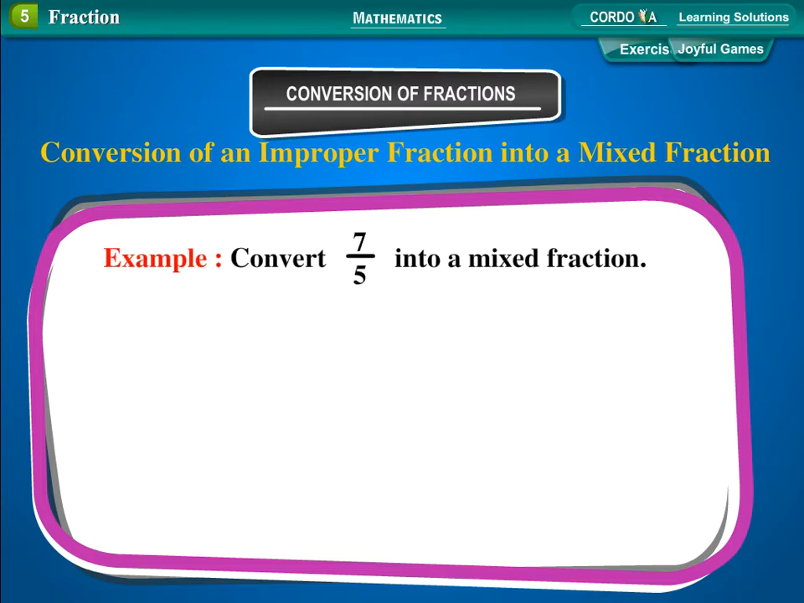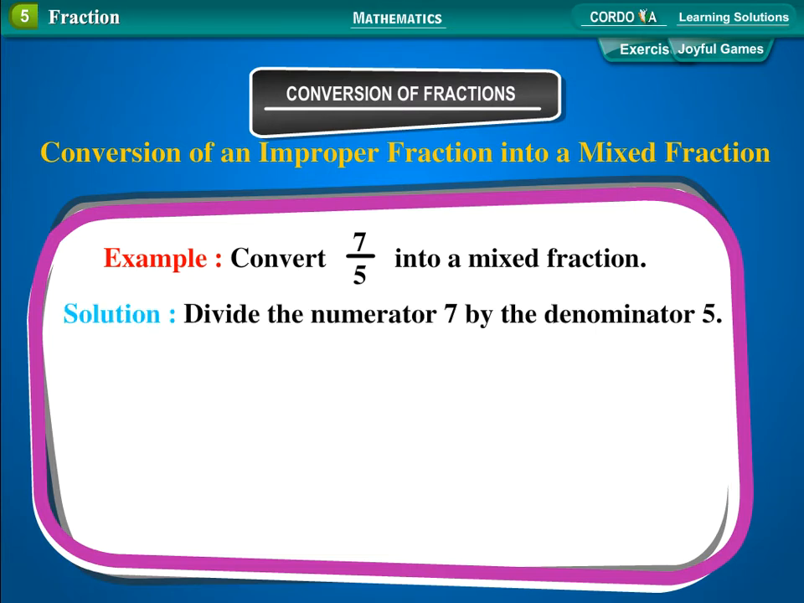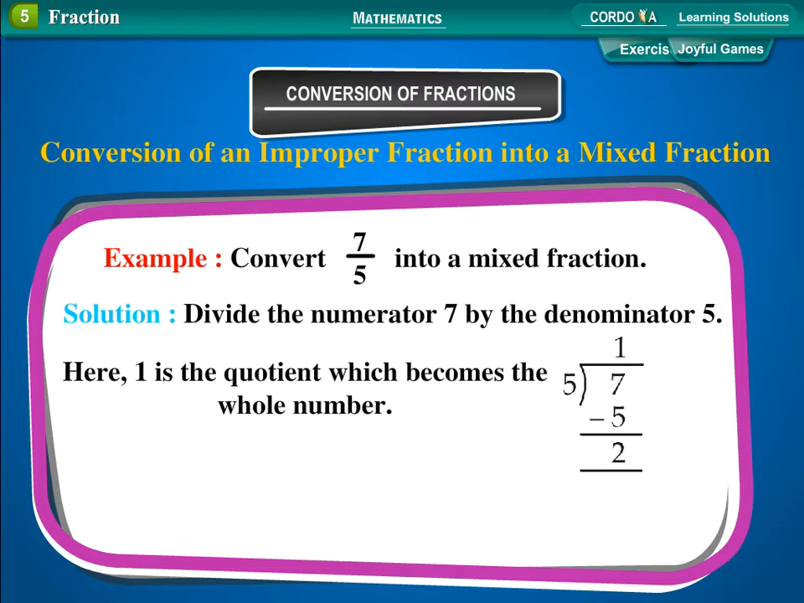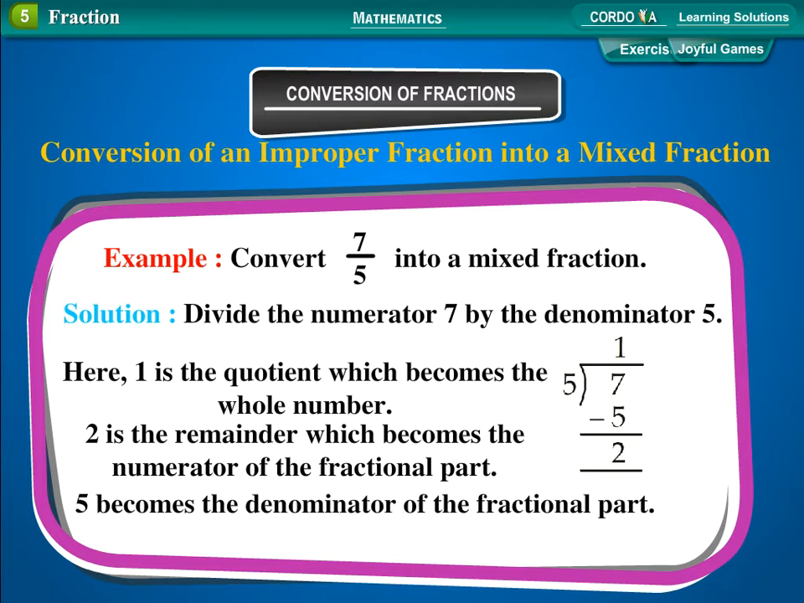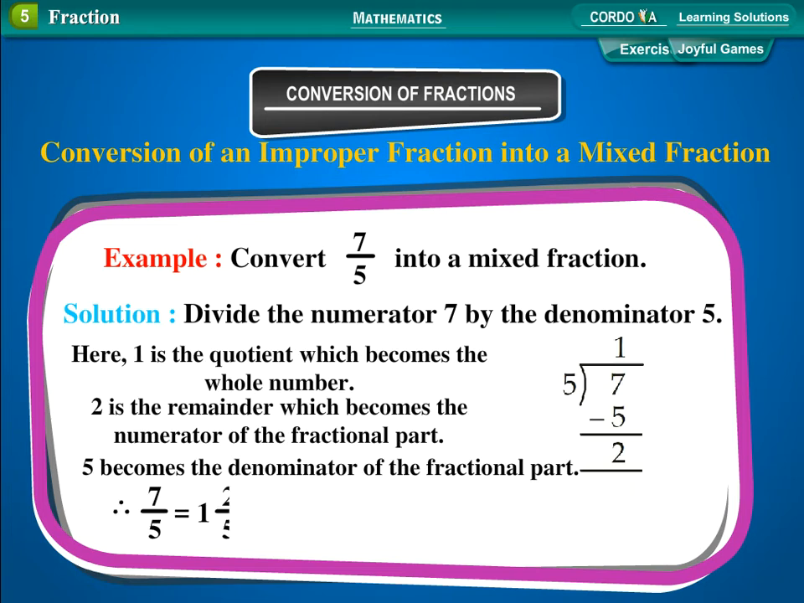Example: convert 7 upon 5 into a mixed fraction. Solution: divide the numerator 7 by the denominator 5. Here, 1 is the quotient, which becomes the whole number. 2 is the remainder, which becomes the numerator of the fractional part. 5 becomes the denominator of the fractional part. Therefore, 7 upon 5 is equal to 1 and 2 upon 5 as a mixed fraction.